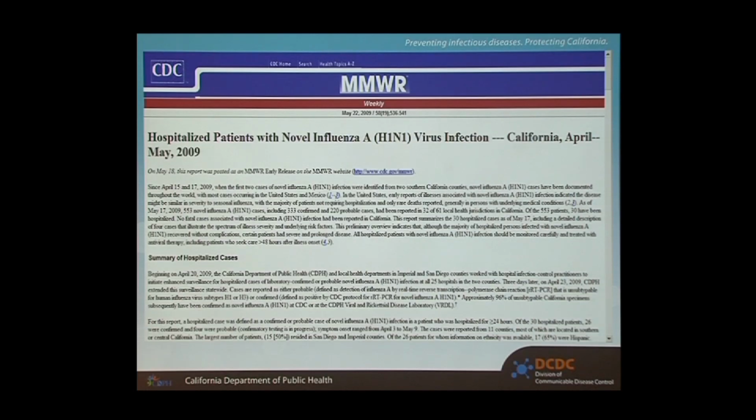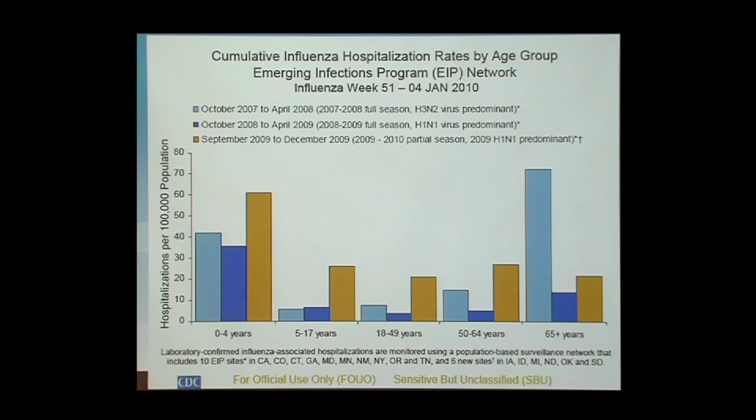Because we were where it started, and we were blamed for it, we also were the first to begin really looking at what was happening and characterizing the cases. So we had a description of our cases in the MMWR, which went nationally, and we began to look at who was infected and why, because this was important to target vaccine, which was in the process of being made, and to target antivirals, which were in limited supply.